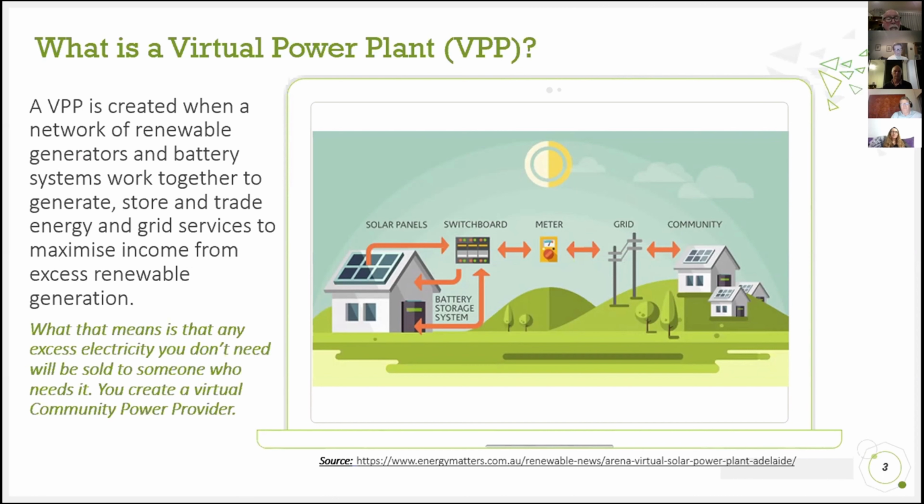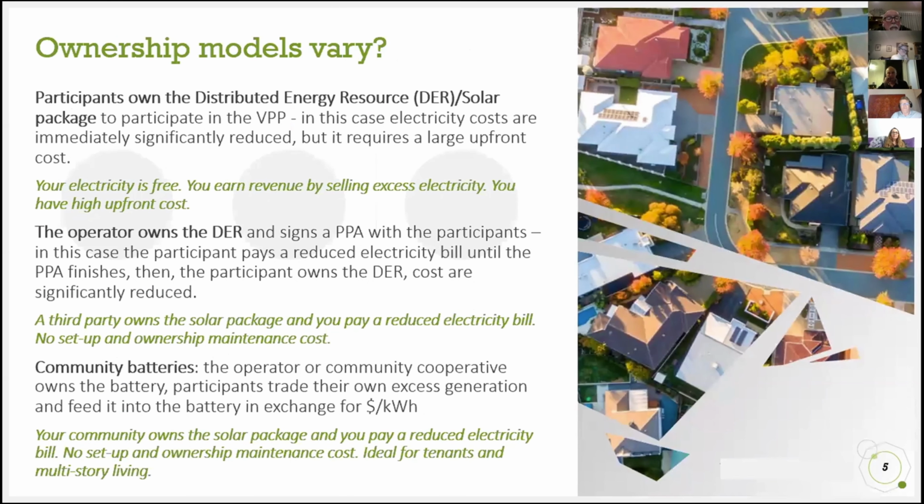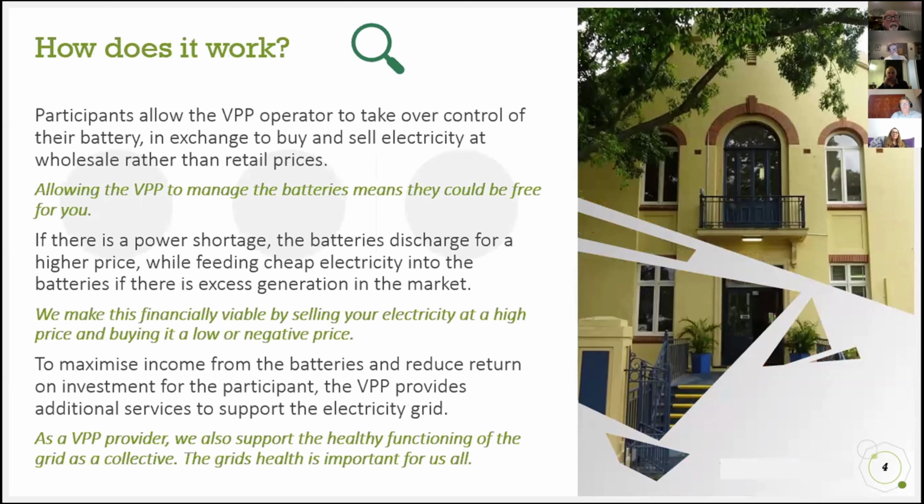So to get back into it, what is a virtual power plant? That's probably the biggest question. A VPP is created when a network of renewable generators and battery systems work together to generate, store, and trade energy, and that creates basically an income. So what that means is you basically create electricity, and if you don't need it and you have access, you can give it to someone else, and this other person can receive your electricity. That's basically the underlying idea about it. So that's a very simple description, and I'm very happy to get into more detail.